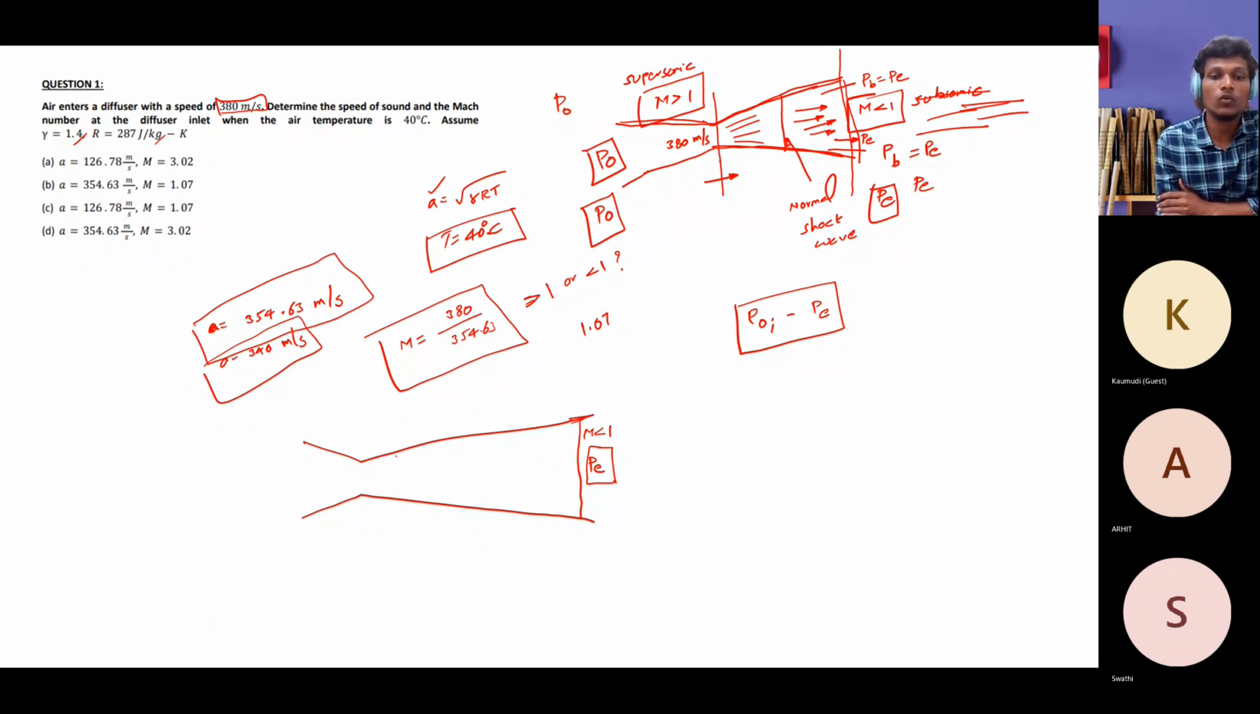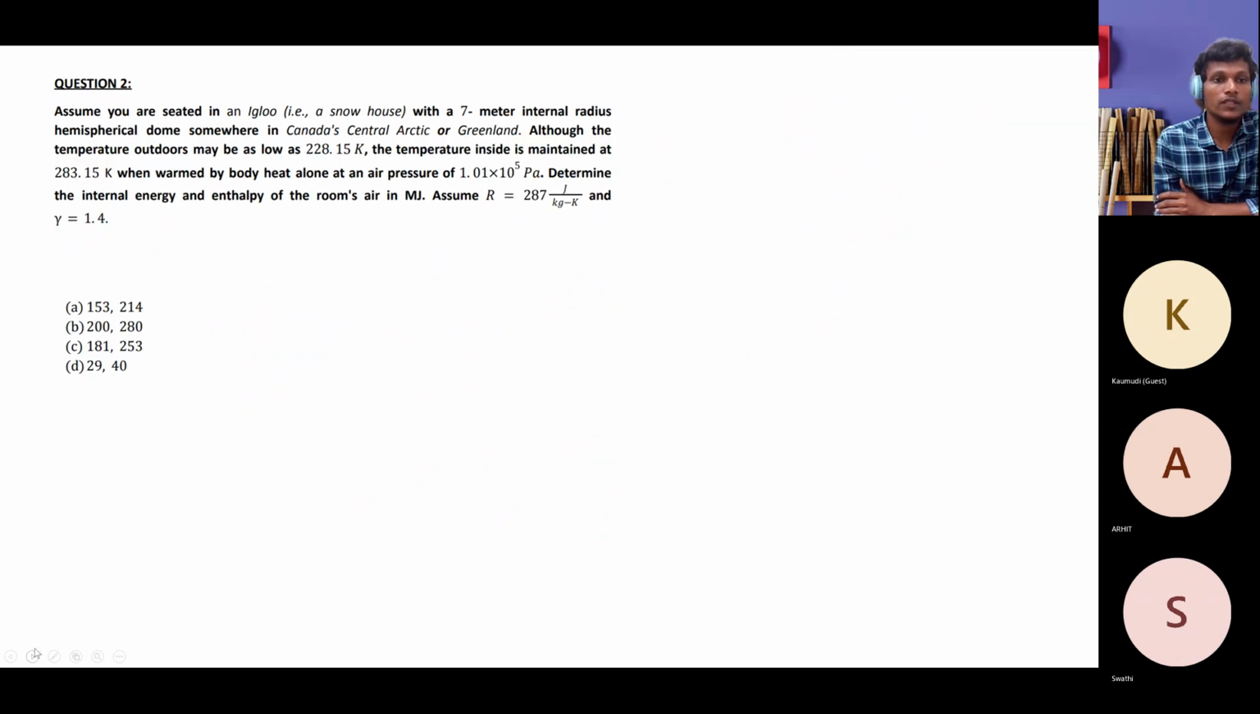It depends on how you are moving the shock. But whether the shock is inside or anywhere, the moment you consider the exit of the nozzle, the fluid always expands to the same pressure, the back pressure you kept. So that is one thing. Let's go to the next question.